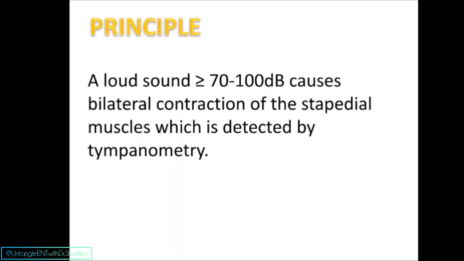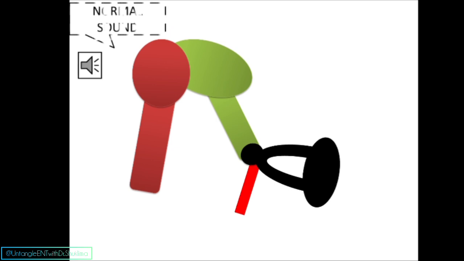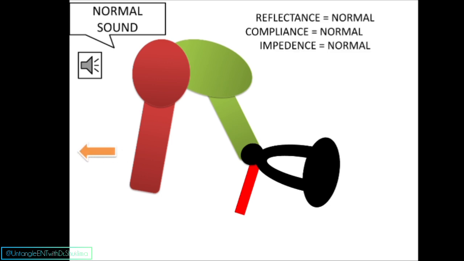The principle is a large sound of nearly 70 to 100 decibel causes bilateral contraction of the stapedius muscle, which is detected by tympanometry. Now imagine this as your middle ear cavity, which includes the malleus, incus, stapes, and this is the stapedius tendon. Now when a normal sound hits the middle ear cavity, as we have all seen through the tympanometry, there is reflectance of sound, and through that we get a normal reflectance with a normal compliance of the system and a normal impedance.